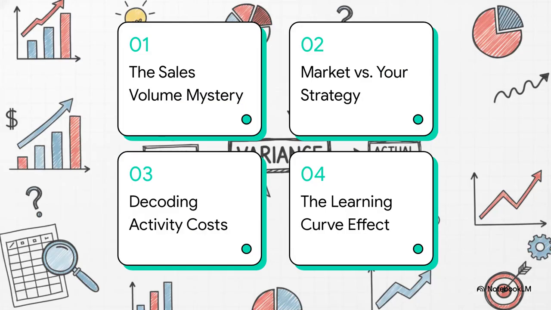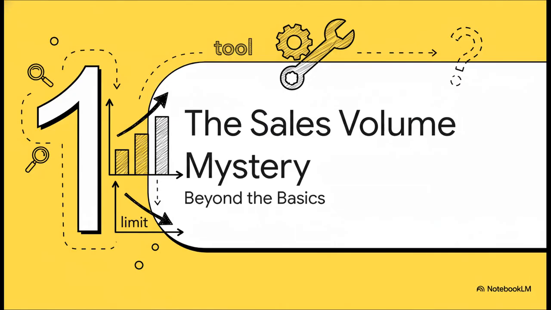So here's our investigation plan. We'll tackle the sales volume mystery. We'll figure out what was the market versus what was our own strategy. We're going to decode our activity costs using ABC, and then we'll look at the super interesting learning curve effect. Let's get into it. Okay, first up, let's look at this sales volume mystery.